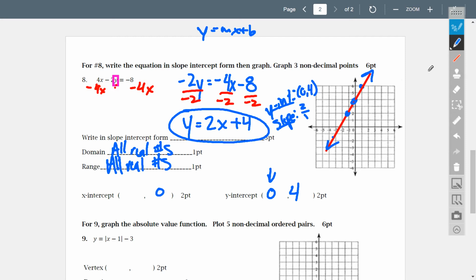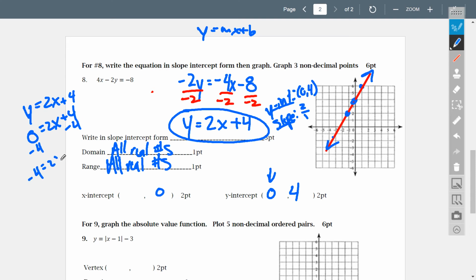So I'm going to go back to one of my equations. I'll just use this one, y equals 2x plus 4. And I'm going to plug in 0 for the y-coordinate. So 0 equals 2x plus 4. If I solve this for x, then I will have the x-coordinate for the x-intercept. So -4 equals 2x. Divide by 2, so we get x equals -2. So the x-intercept is (-2, 0), which is right here.